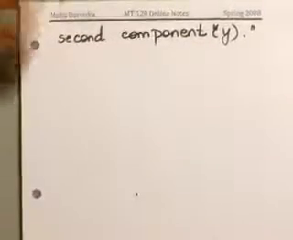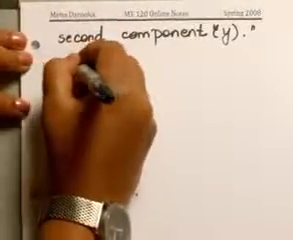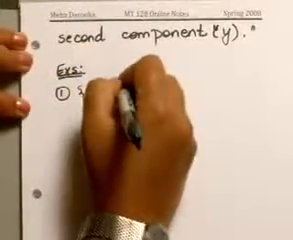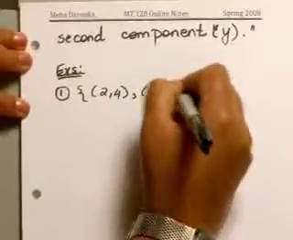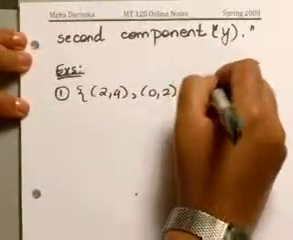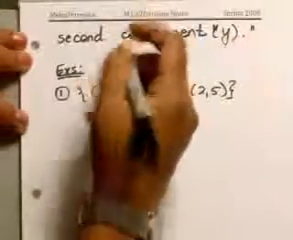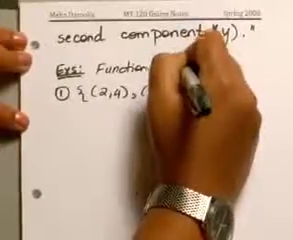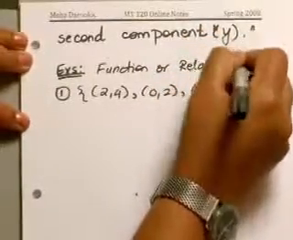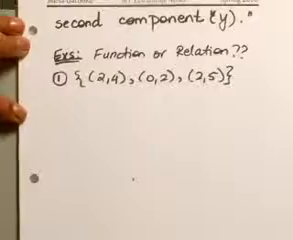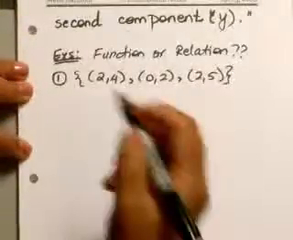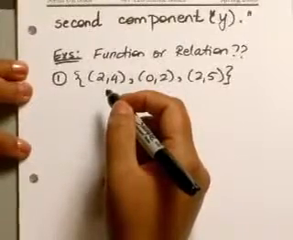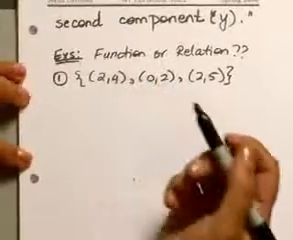So let's go ahead and look at some examples to see what exactly we mean here. For your examples, let's look at this set here: 2, 4, 0, 2, 2, 5. Now we are trying to decide if this is a function or just a plain and simple relation. Okay? So by definition we said that a function can have only one value of the second component for every value of the first component.